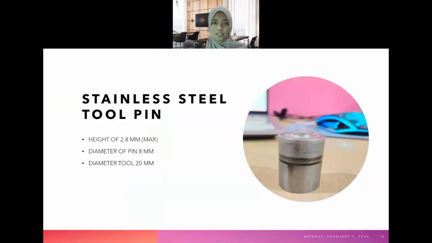Here is the stainless steel tool pin that I've been using throughout the process. The height is between 2.7 and 2.8 millimeters. 2.8 millimeters is the maximum due to the limitation of the thickness of aluminum AA6061. If I used 5 millimeters thickness, the maximum would be 4.8. However, I've been using 3 millimeters as the thickness, so the maximum height of the tool pin is 2.8 millimeters.